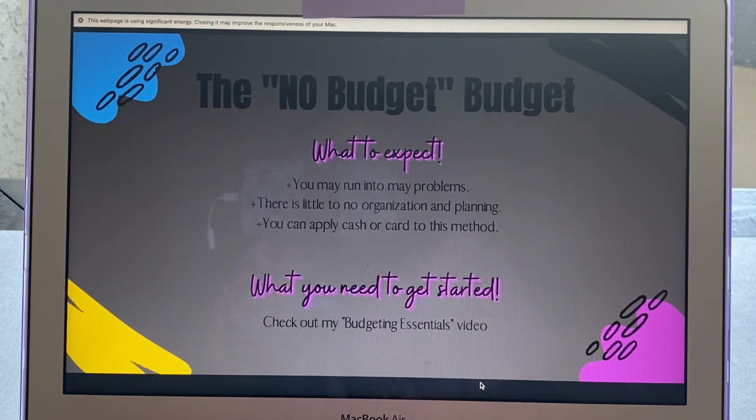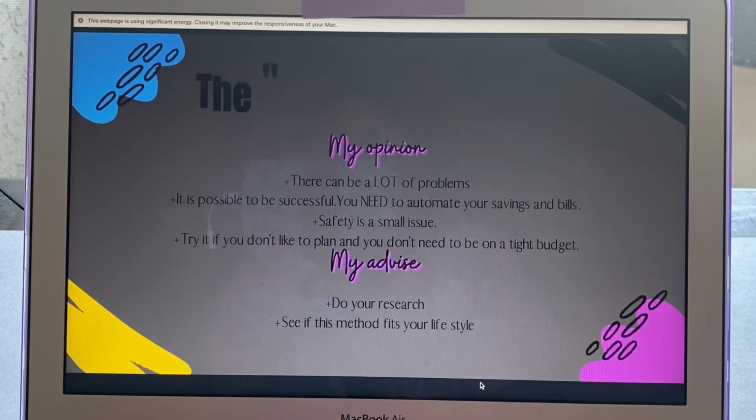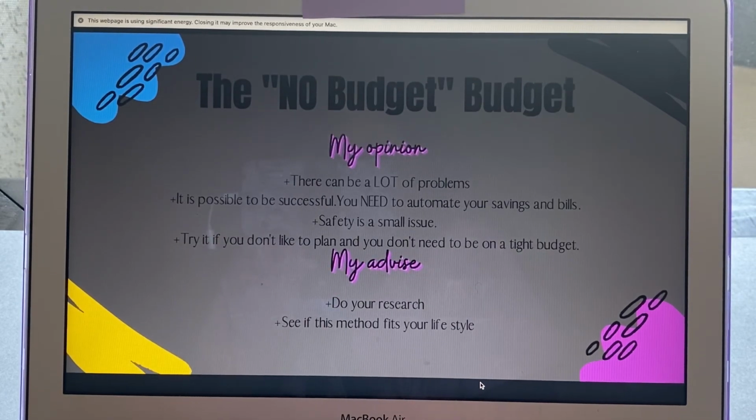What to expect? You may run into problems of overspending. Like, that is one of the major things that you'll probably run into. There's no planning or organization, so if you're that type of person that hates organizing or planning, then this budget may be good for you. You can apply the cash or card method. In my opinion, there are so many problems with this budget.